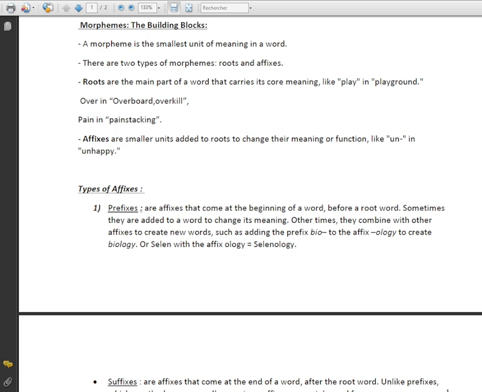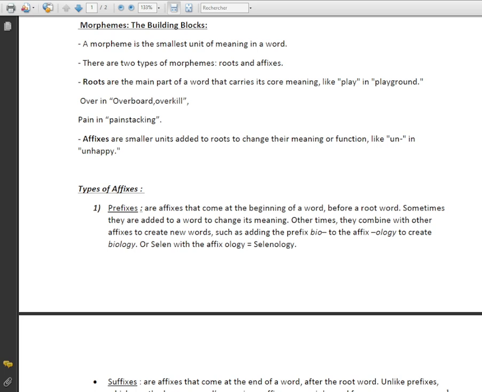First of all, roots are the main part of a word that carries its core meaning, like play and playground. Also, we've got another example like over with overboard, overkill, and another case with pain that goes into painstaking and such. So this is a small example about roots. We're keeping the same words, then adding affixes, which turns this into a new word.